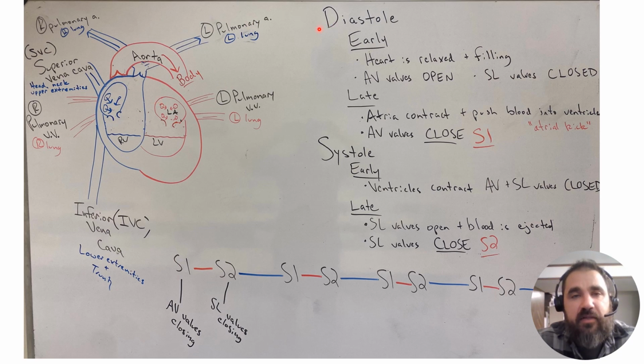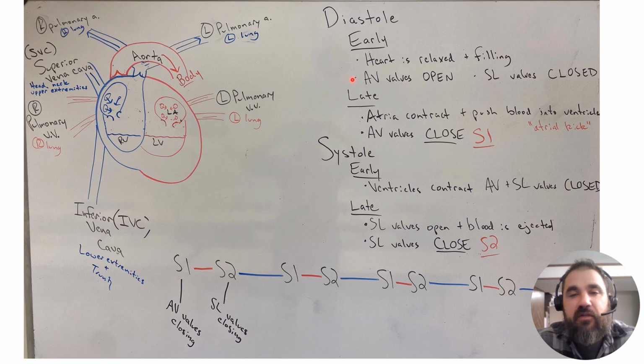So what happens in the cardiac cycle? Diastole and systole. You can break this down into smaller components, and there are different stages of left ventricular contraction, but I just like to do early and late diastole, early and late systole. There you go. So early diastole, the heart is filling, so it's relaxed and filling with blood.